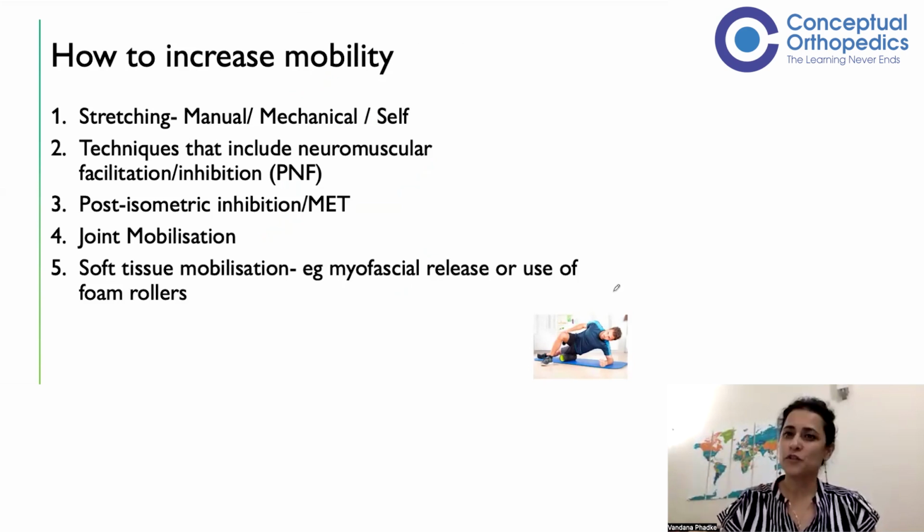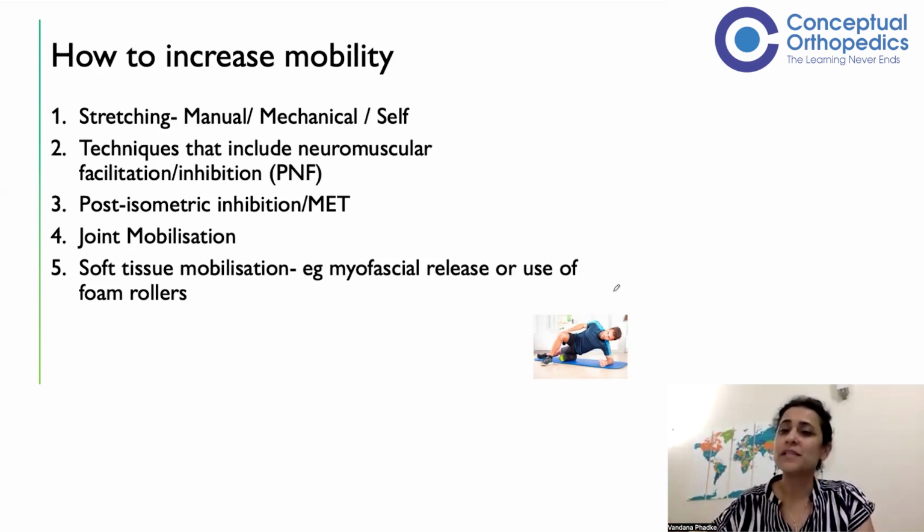Whenever we talk of stretching, we're just moving the muscle in the opposite direction. If a muscle is a flexor, we are doing extension. It could be done by the therapist, which we call manual stretching. It could be done mechanically with the help of a brace or a splint, or a person can herself or himself attain certain movements or positions, which is self-stretching.